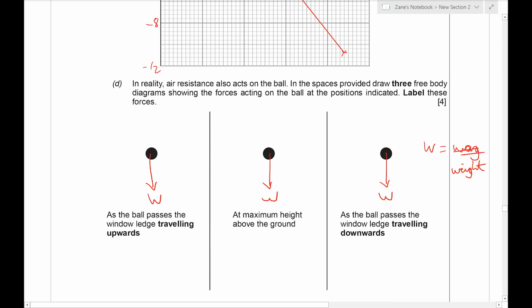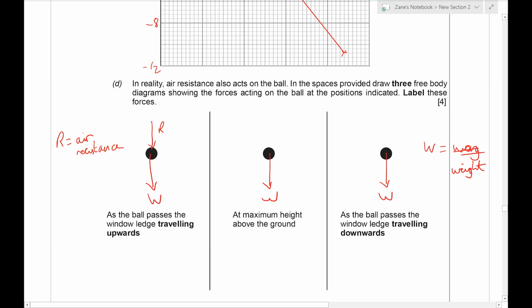In the left hand diagram, as the ball is moving upwards, air resistance will be in the opposite direction to it, so we need a downward arrow here. So for example, I could draw that arrow there, or I could draw it underneath the ball, label it how I like, and I'm going to put a key that R is my air resistance force.